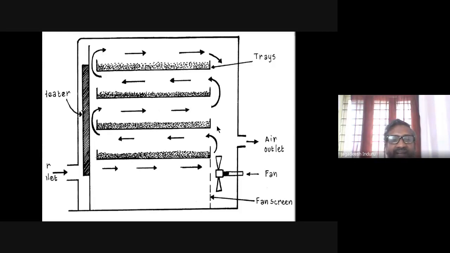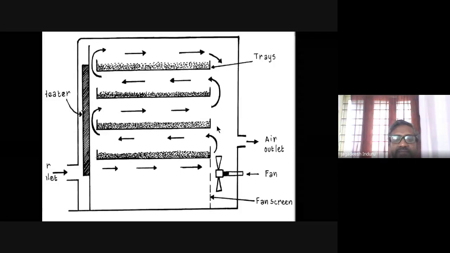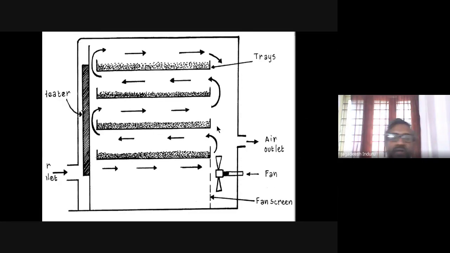In the construction part, you have heaters, trays and a fan, and you have a heat inlet and outlet. And of course, on the fan, you have a screen. That screen will prevent dust from entering your product. We know that it is not a sieve. Screen means a porous plate containing holes in it. It will allow some amount of air, but not solids, to pass through. This is the concept of a screen.